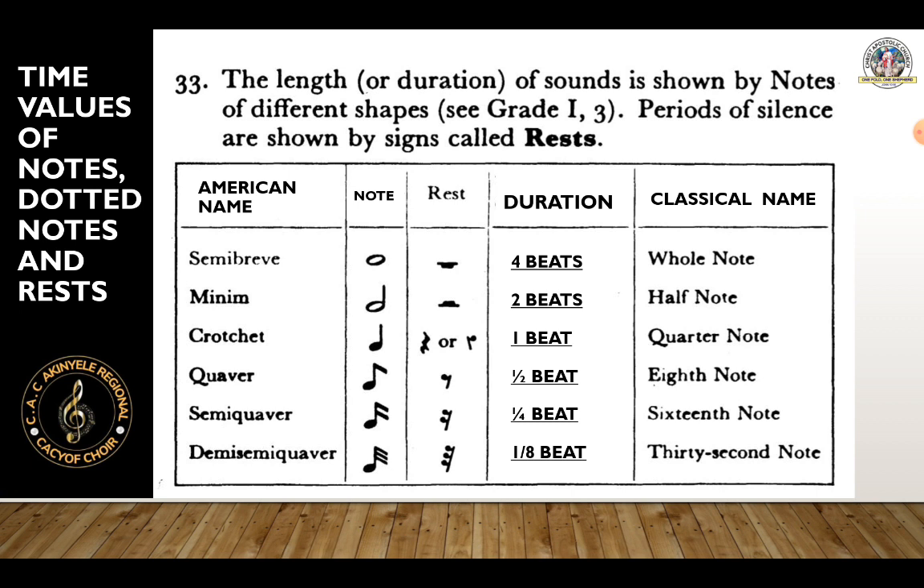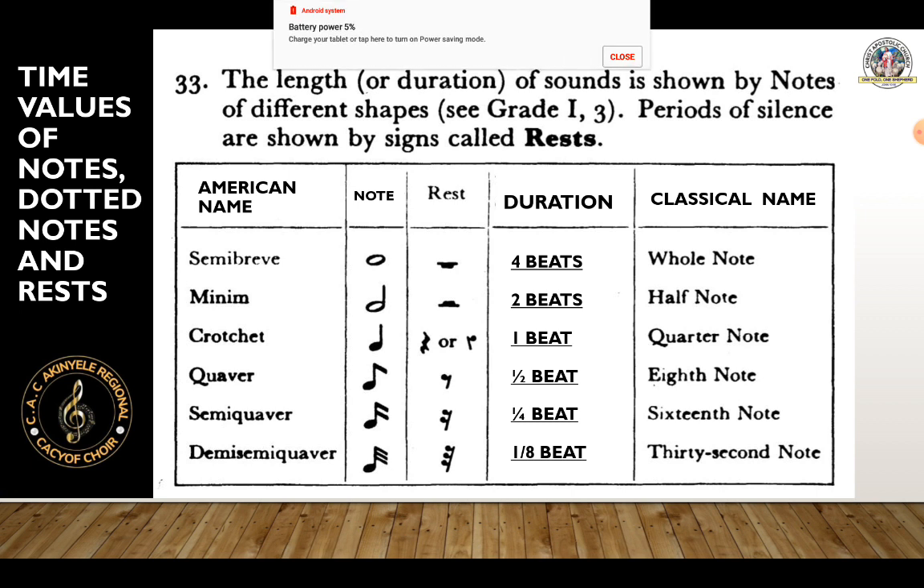Minim is drawn above the line, and crotchet is drawn this way, just like a 3 or an inverted 7. Then quaver is written like 7. Semi-quaver has 2 tails, just like the notes, and the demi-semi-quaver has 3 tails, just like the notes are represented. So please do not forget their relationships. Their relationships are very, very important that you master, because they will really help in reading the notes and in classifying the notes also.